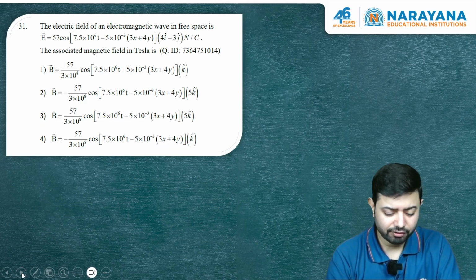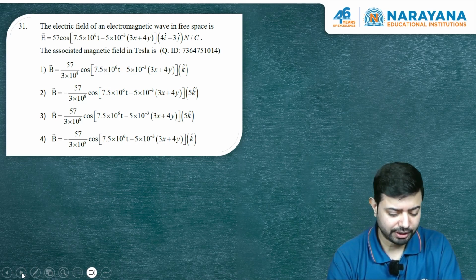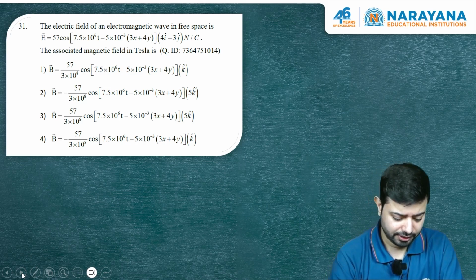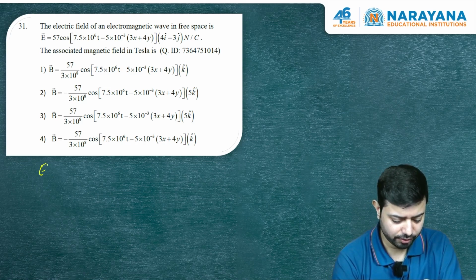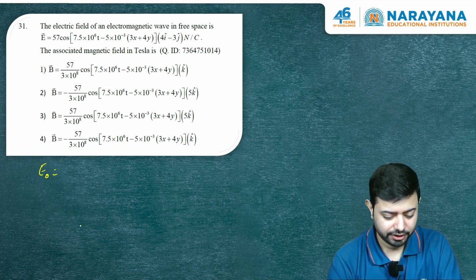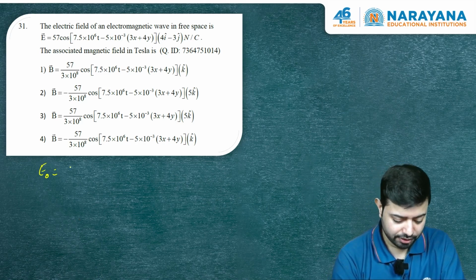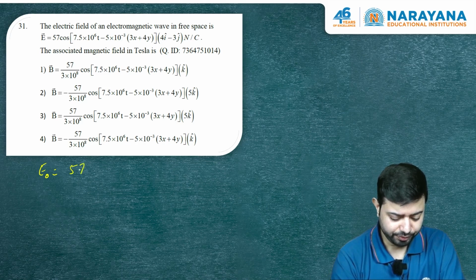The electric field of an electromagnetic wave in free space is given by this E vector. The E vector has some important terms. Let us see that. How much is the E naught over here? The amplitude is 57 into (4 i cap minus 3 j cap).